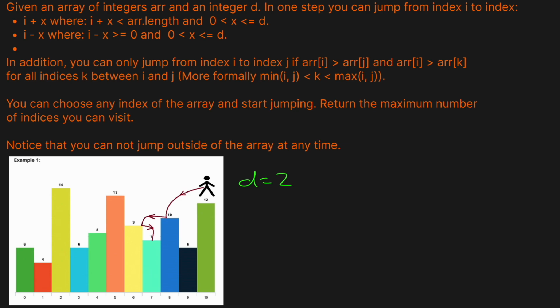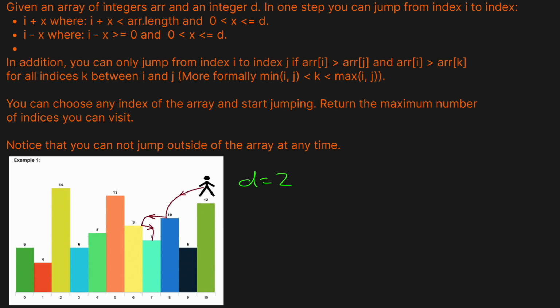So essentially when you're jumping between indices, your current position needs to be greater than all of the indices that you're jumping over. So essentially you can only jump down. You can choose any index of the array and start jumping, and then return the maximum number of indices that you can visit, and you may not jump outside of the array at any time.